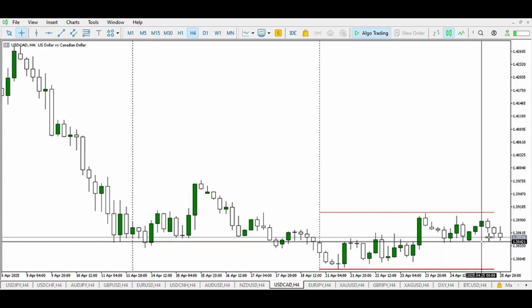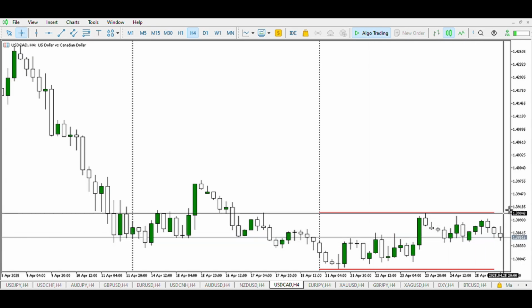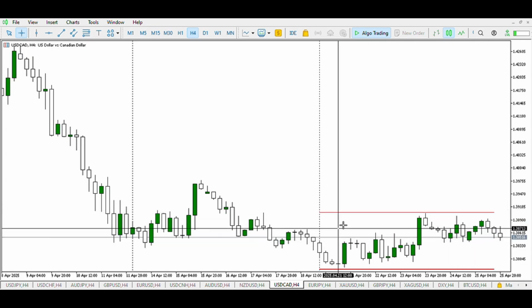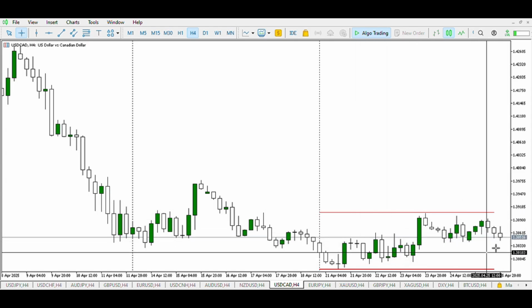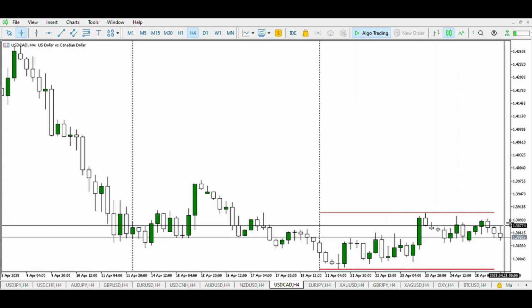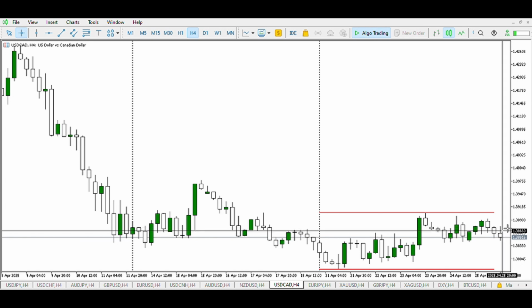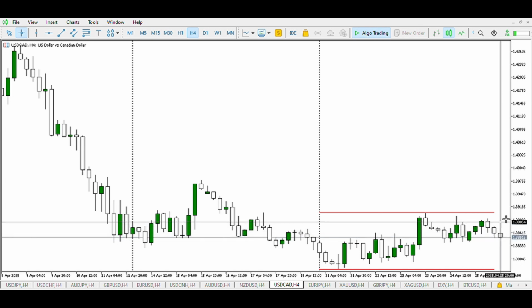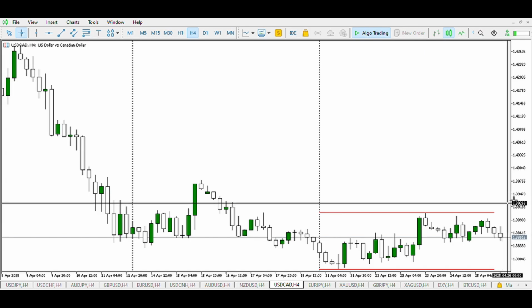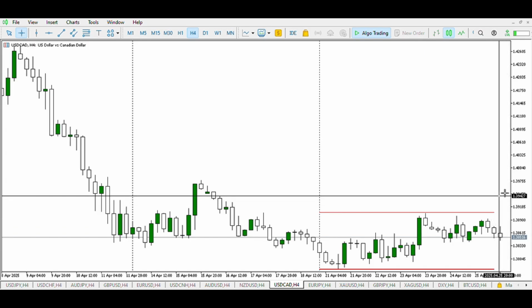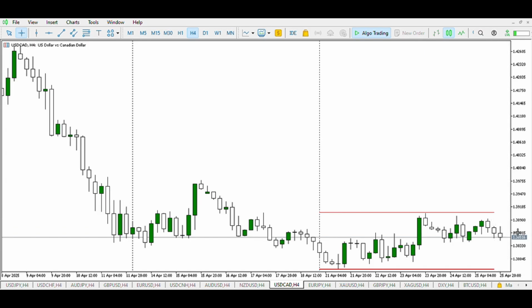On USD CAD, we can see price consolidating near the high of the previous week, and last week ended in a range bound market. Money is made in the range bound market because after the range we have the trend. So we can expect price to retest this zone, break this zone, grab liquidity and create a counter trend formation for a sell.